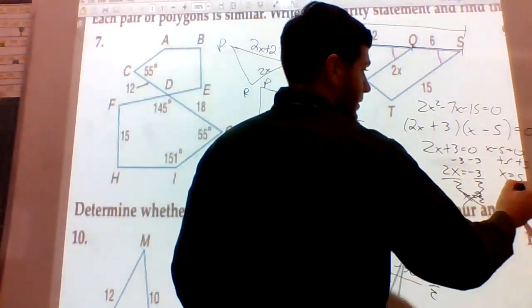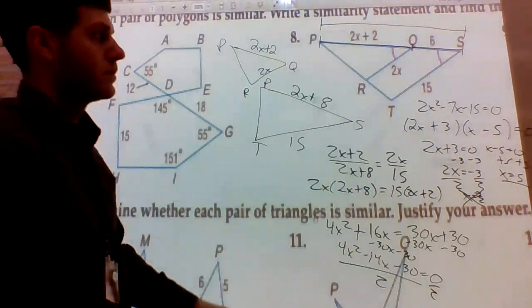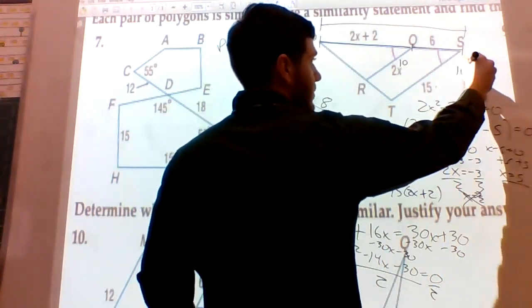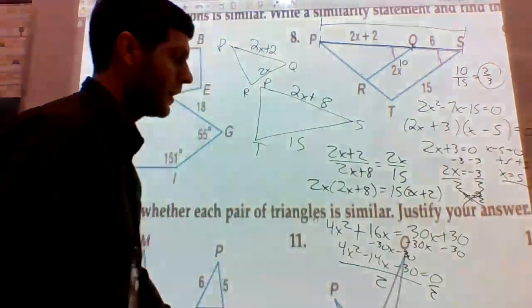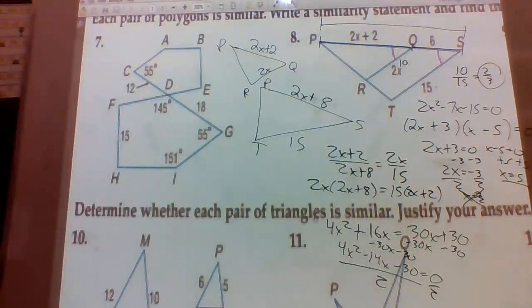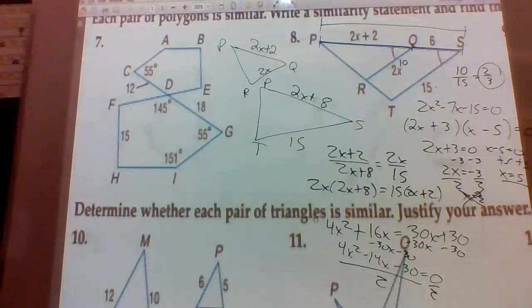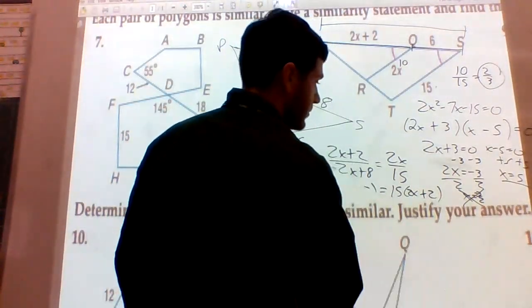So we know our answer is x equals 5, which means our scale factor is going to be 2 times 5 is 10. So we know 10 over 15 or 2/3. Okay, but don't worry about that. If you want to see how to do it, that's how you do it. But you won't have to factor anything. It won't be that complicated on the test. Okay, that's number 8. Number 9.